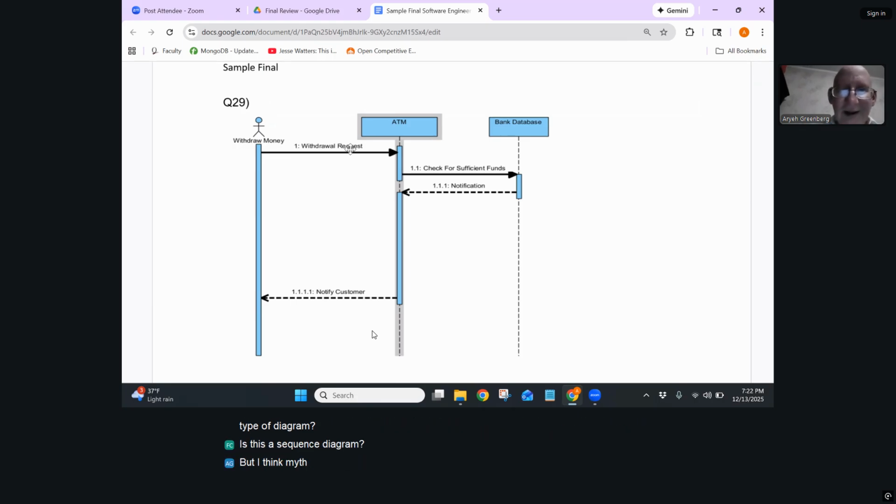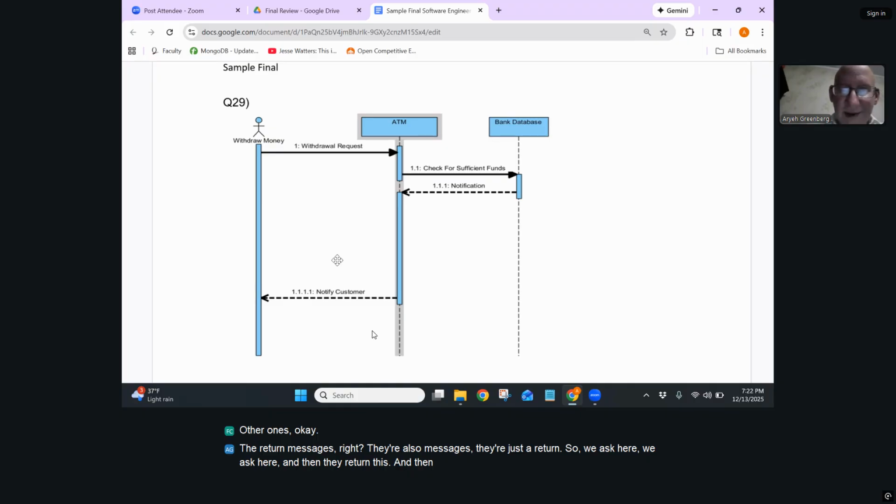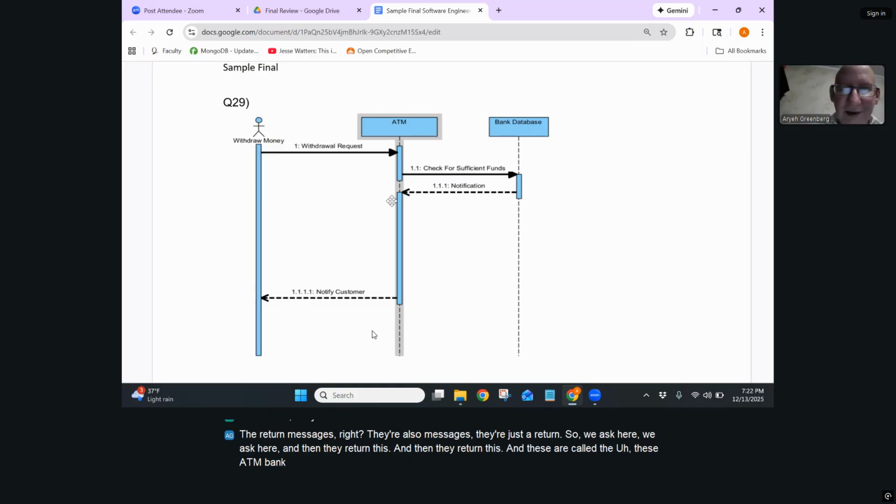Sequence diagram. And what are those solid arrows called? Messages, right. And what are the dotted arrows called? The ones going back are the return messages, right? They're also messages, they're just a return. So we ask here, and then they return this, and then they return this. And these, the ATM and bank database, are called lifelines.